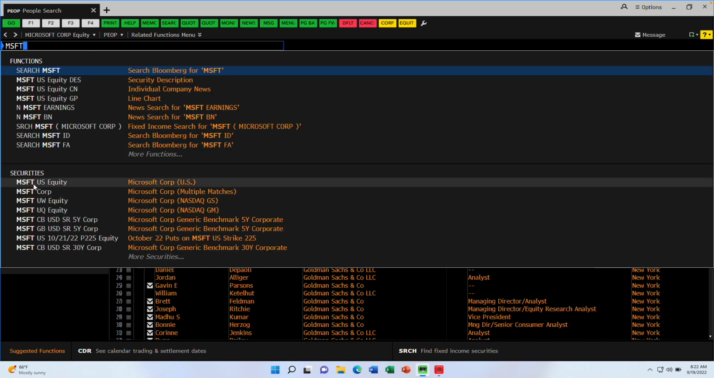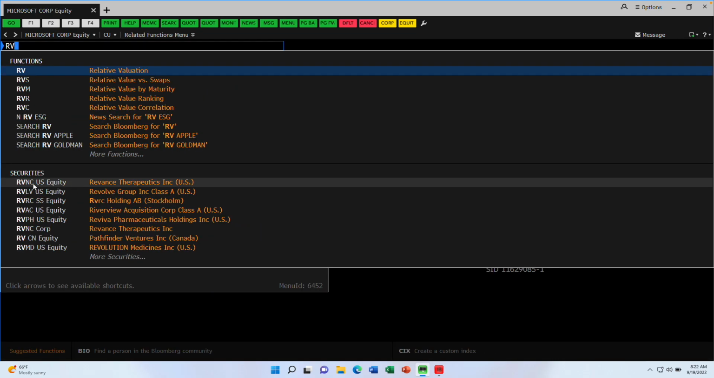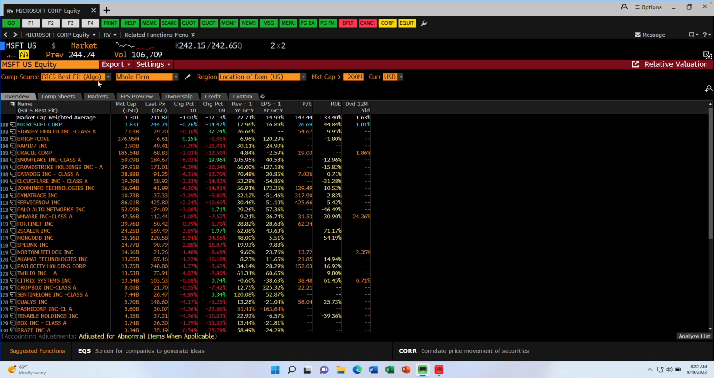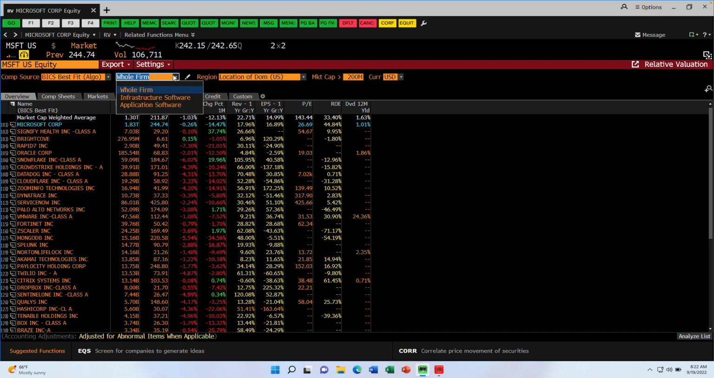MSFT U.S. Equity. All right, so RV, and then for the comp source, give it a second to load, we were choosing the best fit algorithm, and the reason why is because when we do that, it had both segments, which was infrastructure software or application software. So you'd have gotten this list if you chose whole firm.